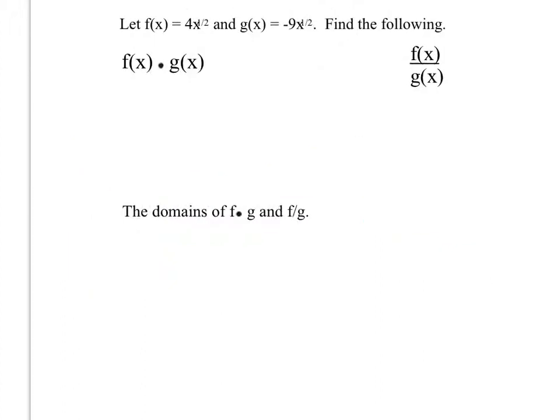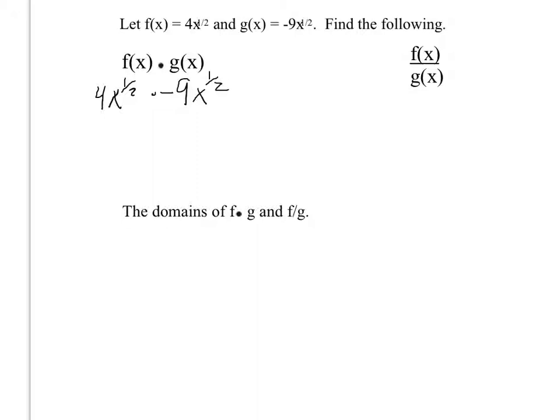Here we're going to take the same f of x, the same g of x, but this time we're going to multiply and divide. So more operations, but with the same function. So this first one, f of x times g of x. So we just do that. We have 4x to the 1/2 power times negative 9x to the 1/2 power.